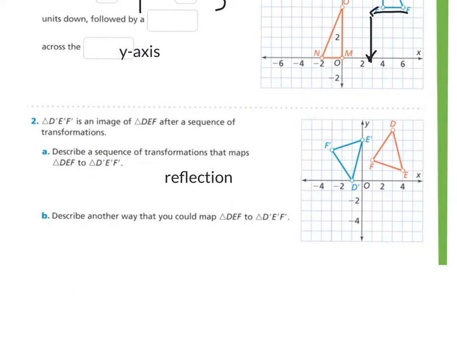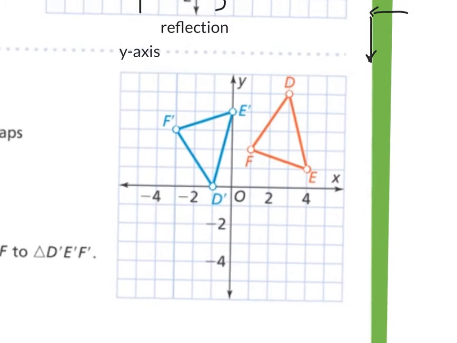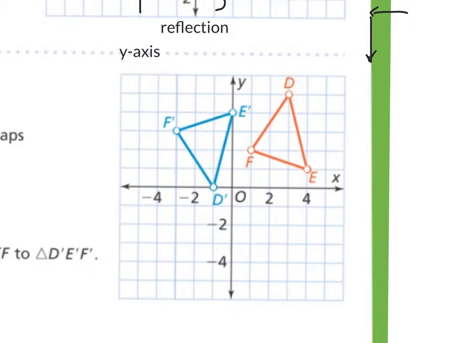Look at number 2. They want us to describe some transformations we could do. Well, if we look at this one, looks like one thing that's happening is what? A rotation. Rotation is happening, so I'm going to go ahead and do that first here.